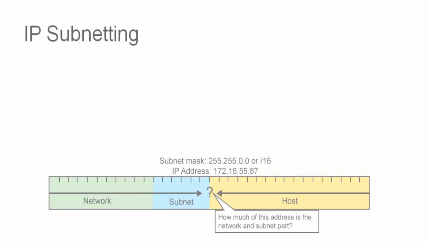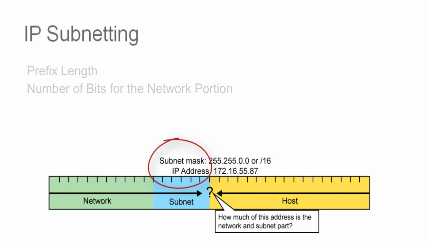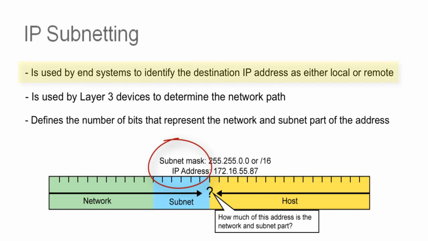When you express an IPv4 network address, you add a prefix length to the network address, which is the number of bits in the address that gives the network portion. The entity that's used to specify the network portion of the IPv4 address to the network devices is called the subnet mask. The subnet mask is used by end systems to identify the destination IP address as either local or remote. Routers use the subnet mask to help determine the path to the network.